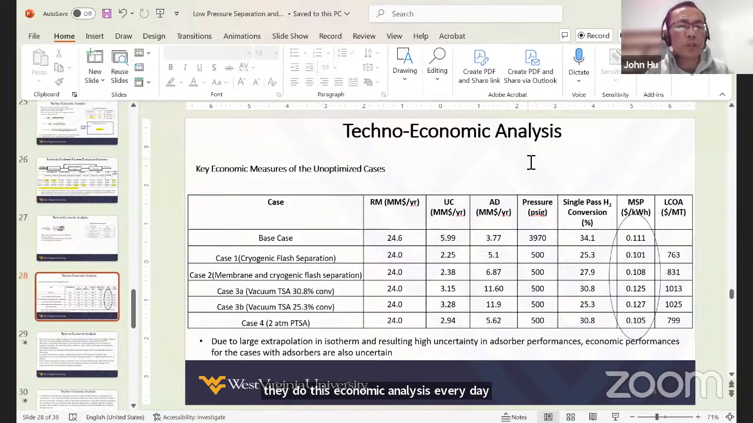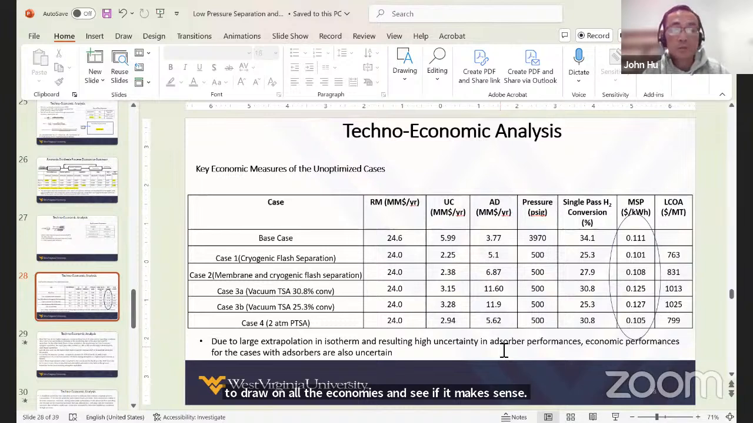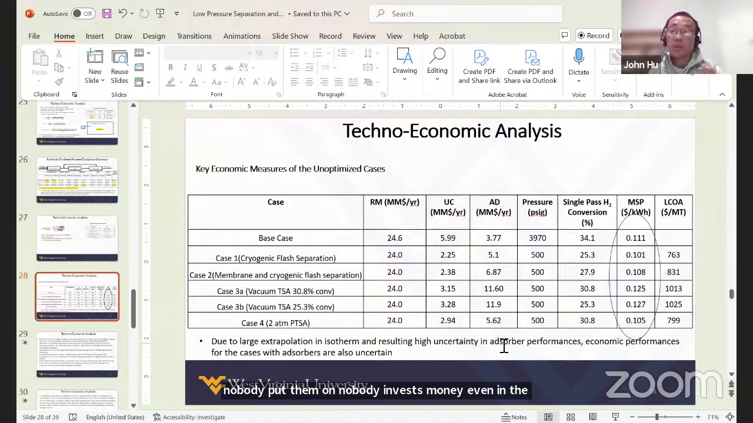So anything, before you even run experiments and invest R&D money, you have to run all the economics and see if it makes sense. If the economics doesn't make sense, nobody invests money, even in the research. So industry does it differently.